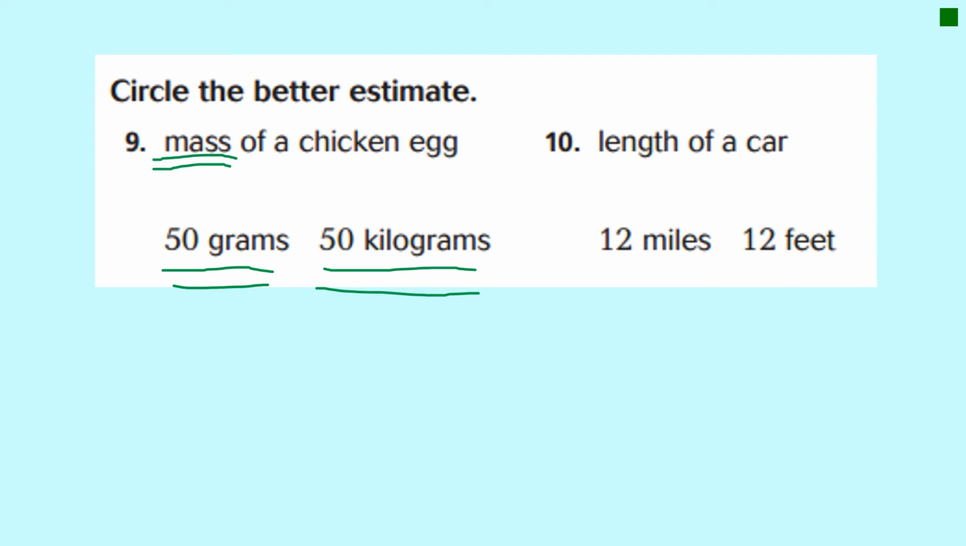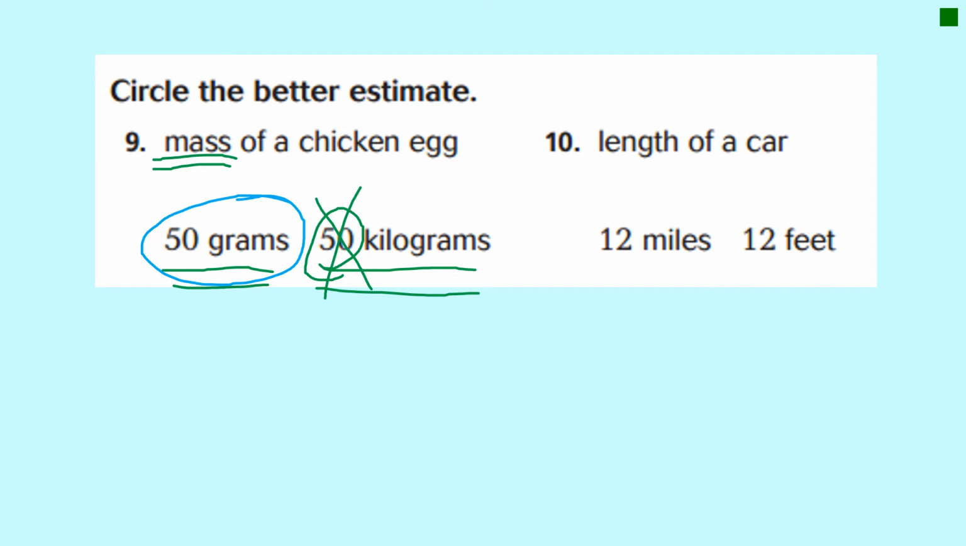And a kilogram is like a pound-ish, okay? So have you ever seen a chicken egg that weighs 50 pounds? That would be like 50 hardcover books on top of each other. No, no, no. That is not what a chicken egg weighs about. It's about 50 grams, okay?